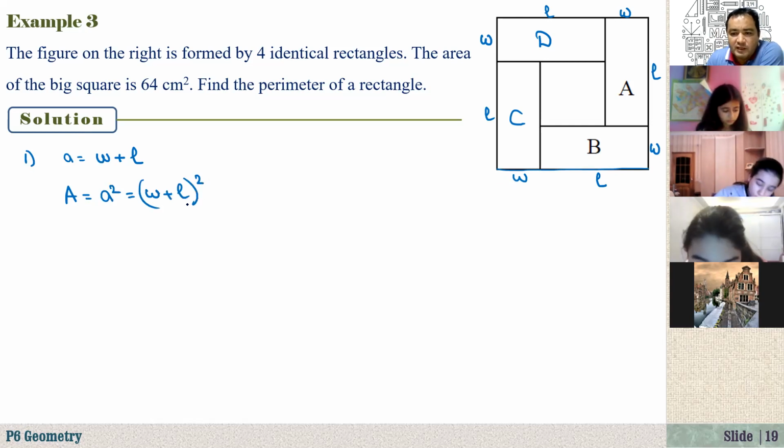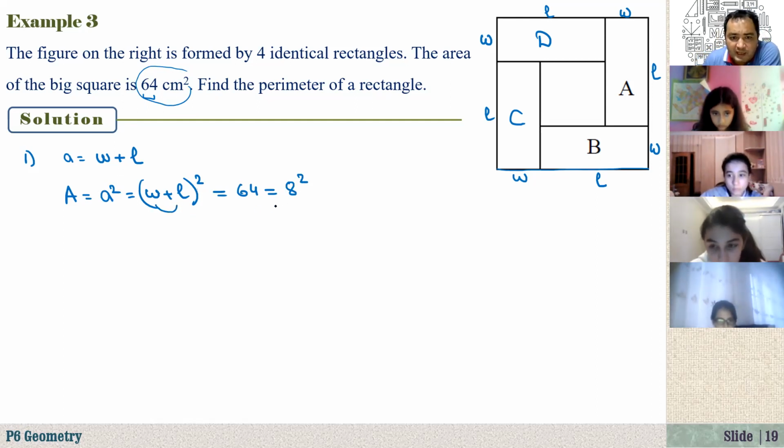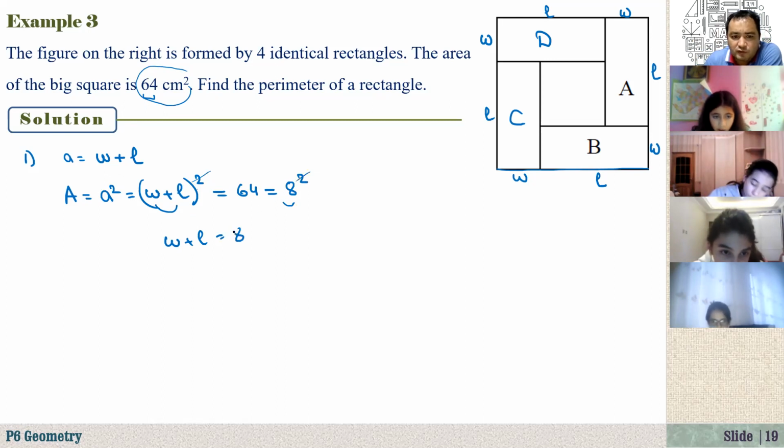Just multiply by itself. So to answer this question, I need to know what is this W plus L. So actually in the question, it says that the area of the big square is 64. This area is given, the area of the big square, 64. So that's equal to 64. Or 64, we know that that's equal to 8 squared, right? 8 times 8 is 64. If W plus L squared is 8 squared, then what is W plus L? You're just canceling these things, right? And W plus L is equal to 8.